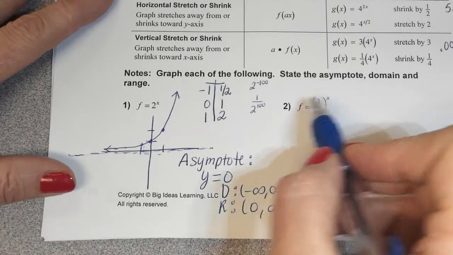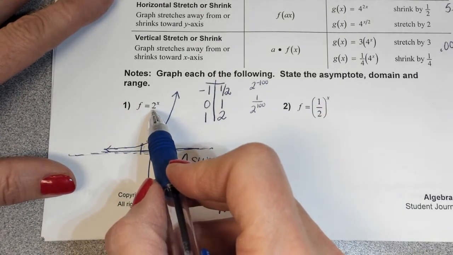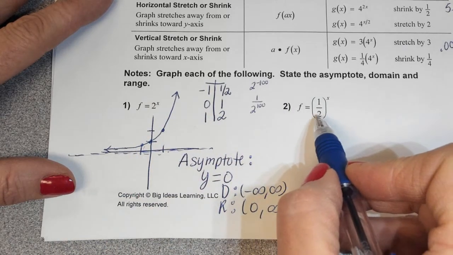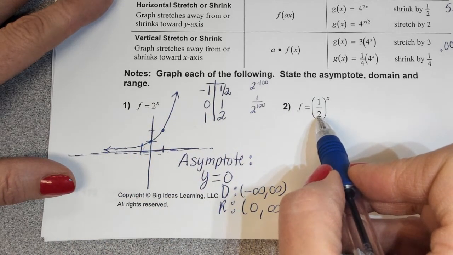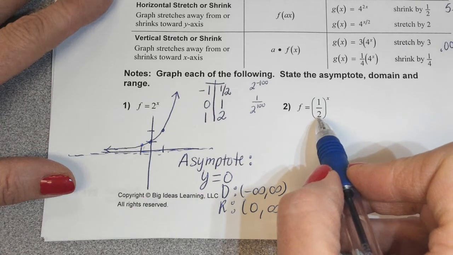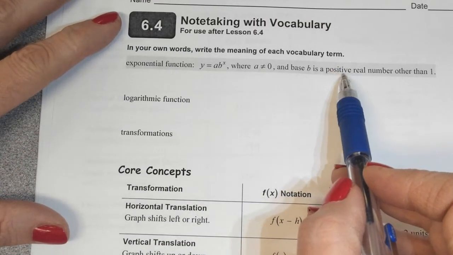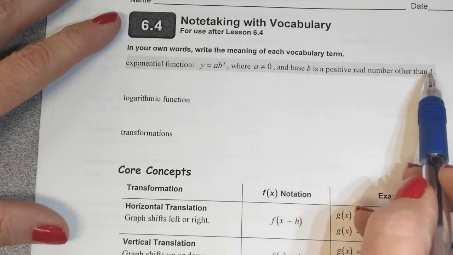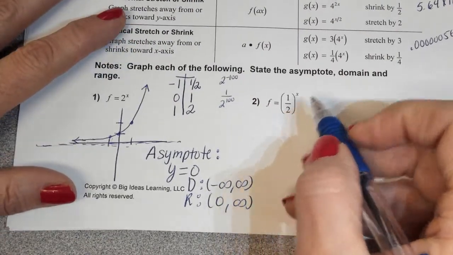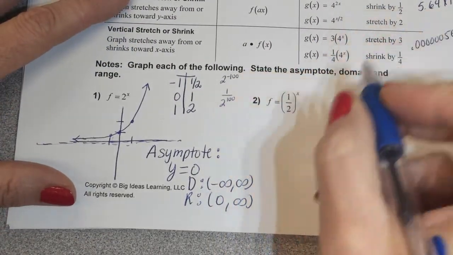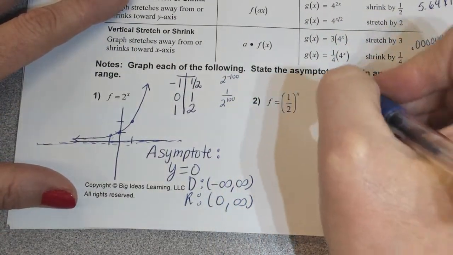All right, let's look at this function. So what happens if we go from a base that is greater than 1 to a base that is in between 0 and 1? Then what's going to happen? Notice again up here, the base isn't allowed to be negative, it has to be positive, and it's not allowed to be 1. But it can be in between 0 and 1, like this one is. So what happens in that case? Well, let's make our chart.